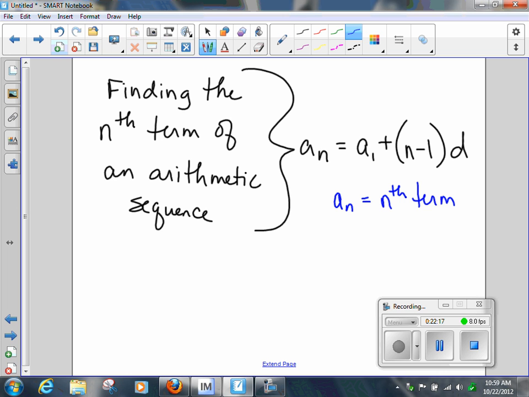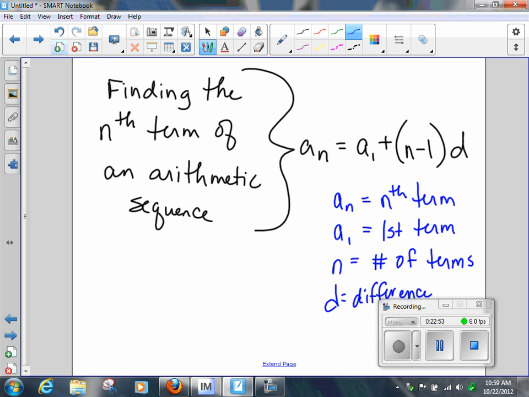What do you think a sub 1 means? It's the first term in the sequence. What do you think the n means? It's the number of terms. So if I want you to find the 37th term, then n would be what? 37. And then d, of course, is what? It's our difference. I want you to put a big old box around that.